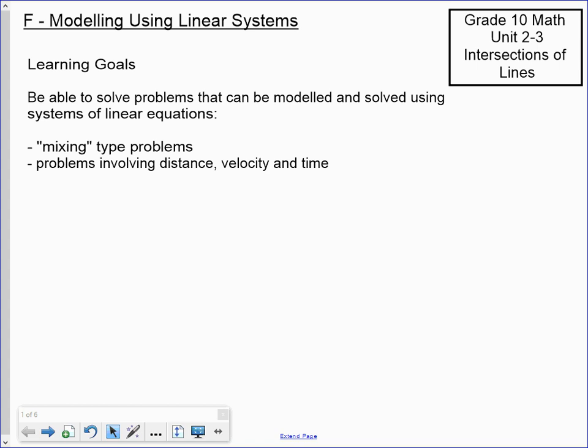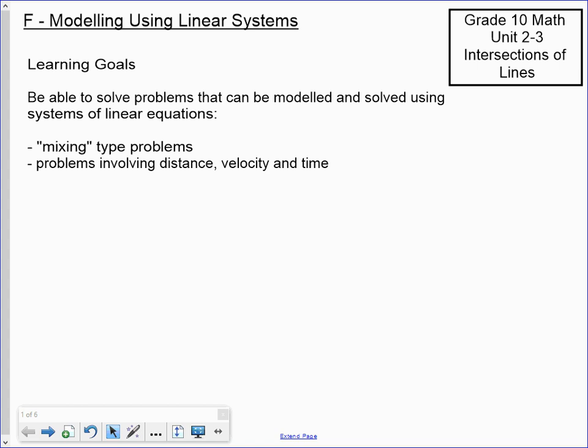So today we're looking at section F here, modeling using linear systems, and this is going to be split into two separate lessons here. But up until this point, we've been solving equations, solving systems of equations. We solved them by graphing, by substitution, and by elimination. But they've always given us the system of equations that we need to solve.